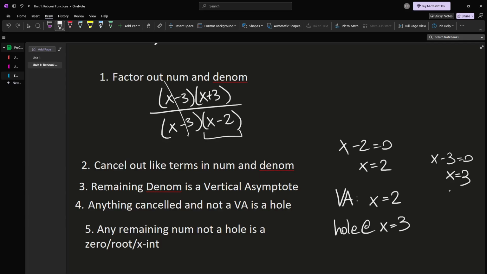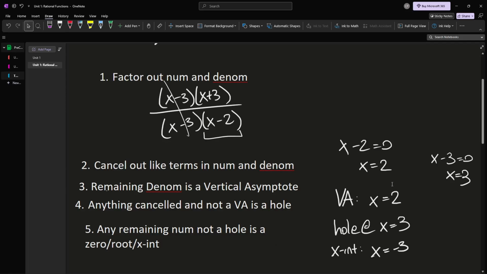Now I finish that and I see any remaining values in the numerator that are not a hole is a 0, root, or x-intercept. Those all have the same meaning in this context. So I have an x-intercept at x equals negative 3. I have a bunch of information already.